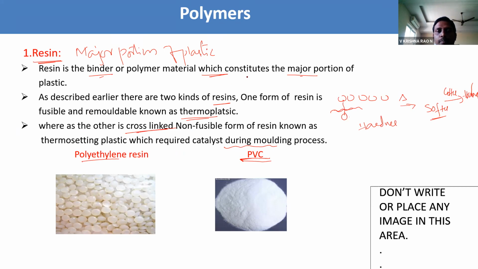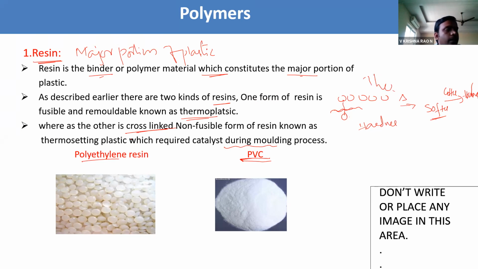The major part of the plastic is resin. As discussed, one form of the resin is thermoplastic and another form is thermosetting resin. Thermoplastics are those which are fusible and remoldable. We can convert the hard into soft, and again on cooling we convert the soft to hard. This is nothing but the remoldable type, that is thermoplastic resin.